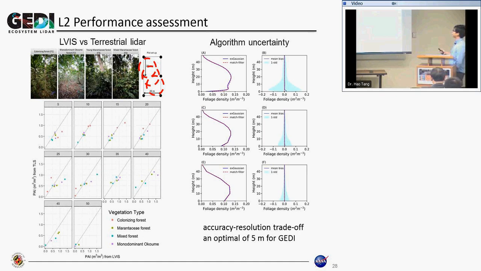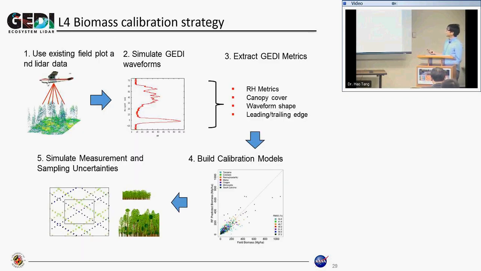We calculate the algorithm-related uncertainty. Not surprisingly, as we go to finer vertical resolution, you expect somewhat larger uncertainty. But at a vertical resolution of 50 meters, about 5 meters or 10 meters, most of the algorithm uncertainty will be gone. So our validation results say there's a slight trade-off between the accuracy and the vertical resolution. So from the user's perspective, I would recommend a 5 meter resolution using GEDI.